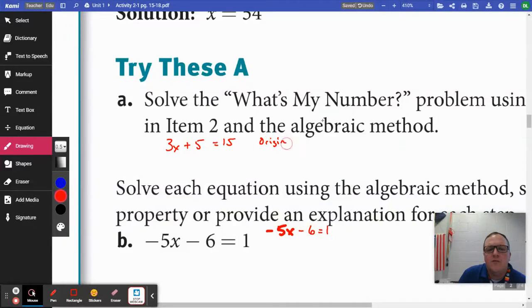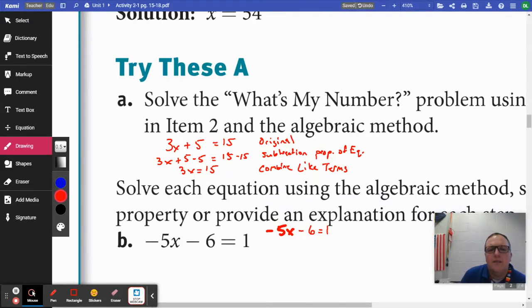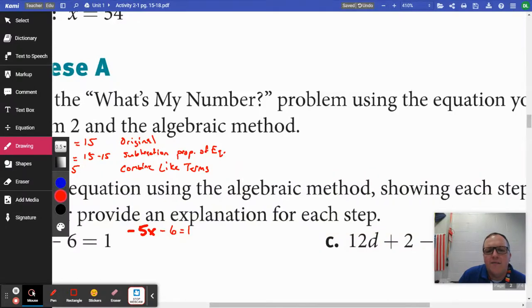That's the original. The first thing I need to do is subtract 5 from both sides. So I'll say 3x plus 5 minus 5 equals 15 minus 5. And that is the subtraction property of equality that I used. Then I have 3x equals 15. How did I get there? Because I combined like terms.